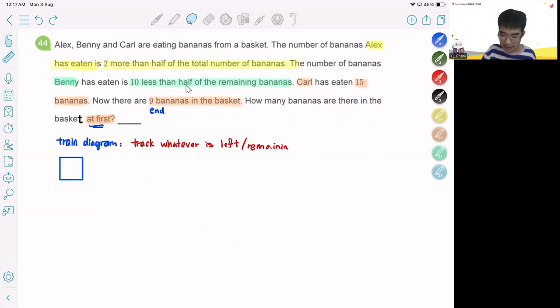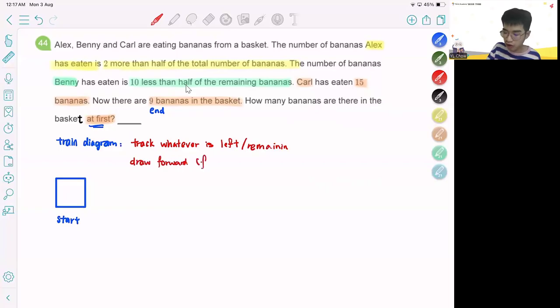So now let's start from the starting number. We draw a box to represent the starting number. Also remember when you want to draw the train diagram, you always draw forward and remember to follow the order of the story. After you finish the story, you finish drawing forward, then only you calculate backward. The moment you reach the end, you can calculate backward. So let's see how we do this question.